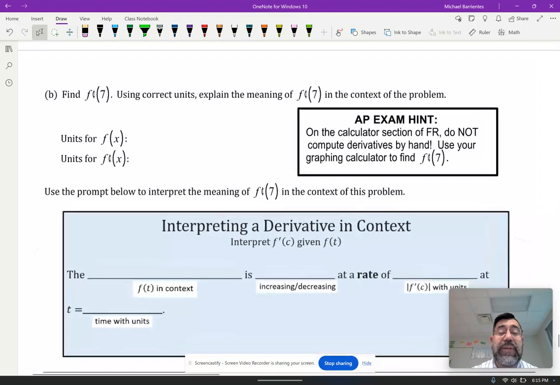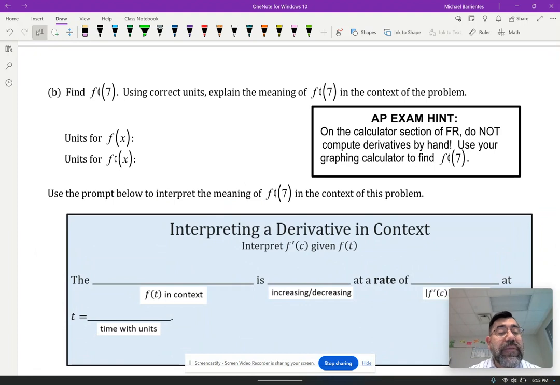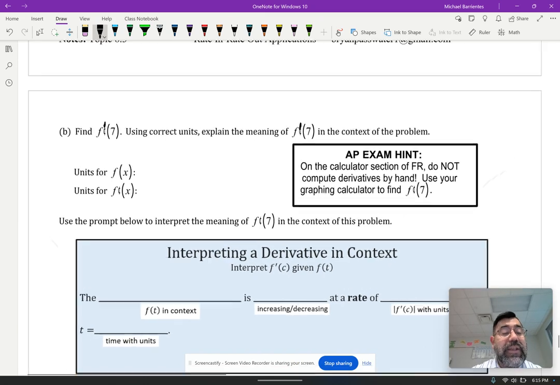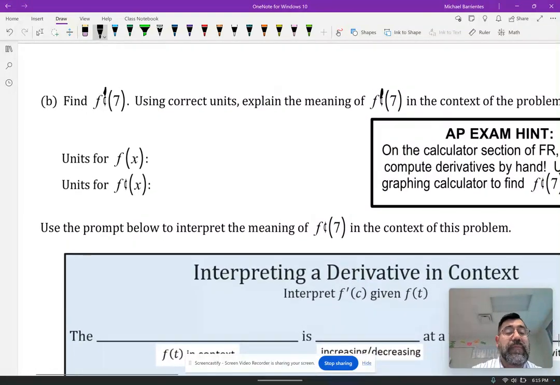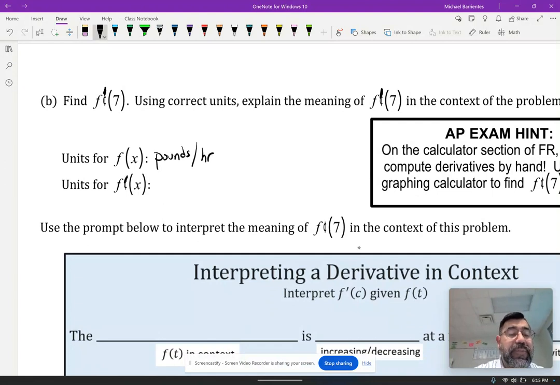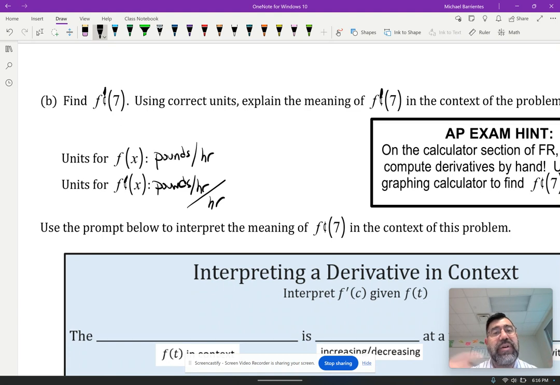All right, let's see, what else do they want us to find? Can you find f prime of 7 and explain, using correct units, f prime of 7 in the context of the problem? Remember that the units for f of x was pounds per hour. Which means the units for f prime, well, if we're taking the rate of the rate, then it's going to be whatever the rate is per hour. So pounds per hour, or pounds per hour squared.